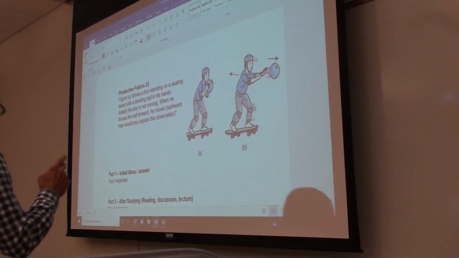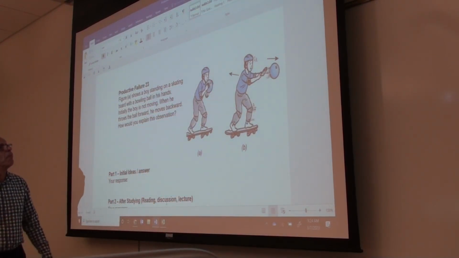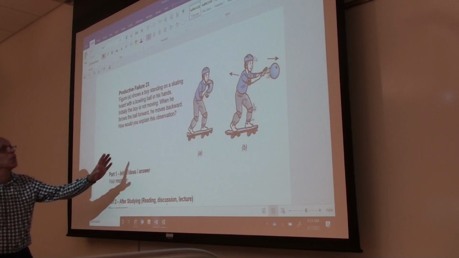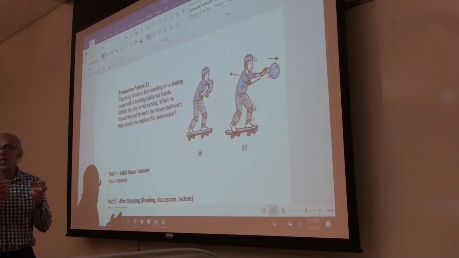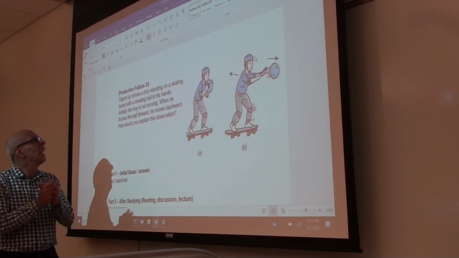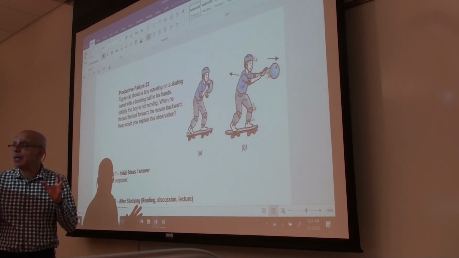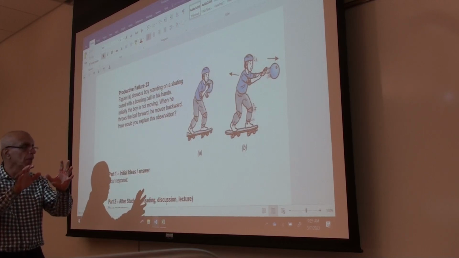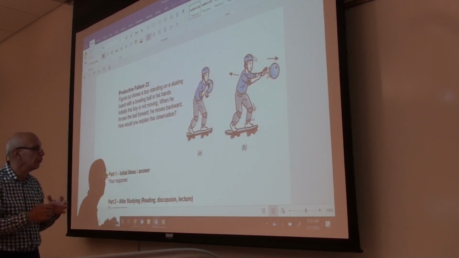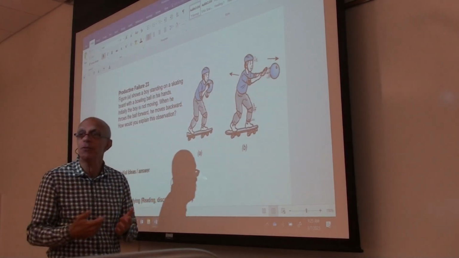So let's start with the productive failure 23. This one shows a boy standing on a skating board holding a bowling ball. Initially he's not moving, right? He's just holding that. But when he throws the ball forward, he moves backward. Now the question is, how would you explain this event?